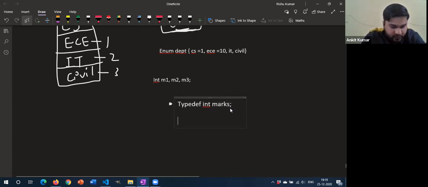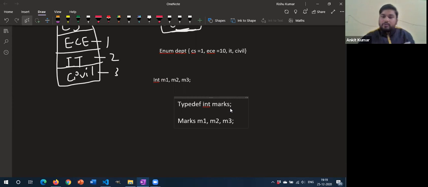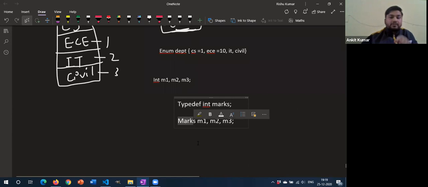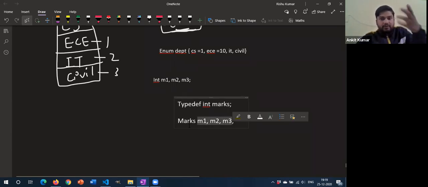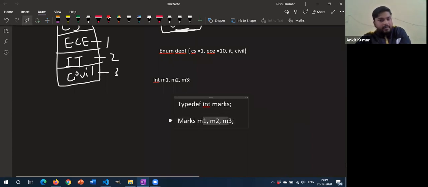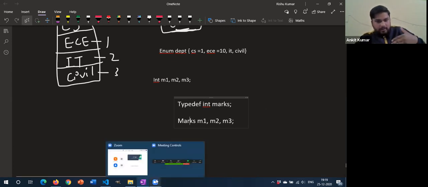So how can I use this? I can write marks, and then I can write m1, m2, m3. Now, although the variable is not explanatory, the data type that I'm using is explanatory. So if in future I want to remember what m1, m2, m3 were, I can scroll and see, okay, I made m1, m2, m3 as marks because the data type itself is telling me they are used for storing marks. Although typedef or enum does not make a program faster, they make the program more readable and more friendly.